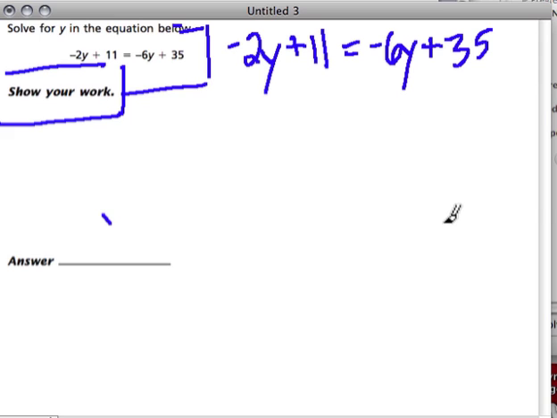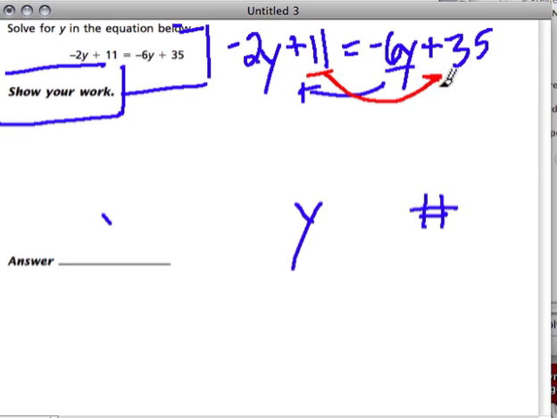Okay, I'm going to make a decision and kind of plan ahead. Eventually I want all of my y's to be on this side over here and all of my numbers to be over here. This might help me keep track. I want to get this y over here on this side of the equation, and then since I'm getting all the numbers over here, I want to get this 11 on this side of the equation. So how do I do that?